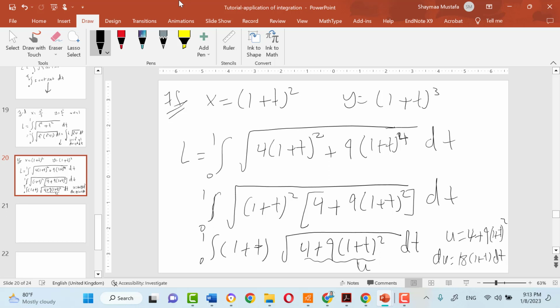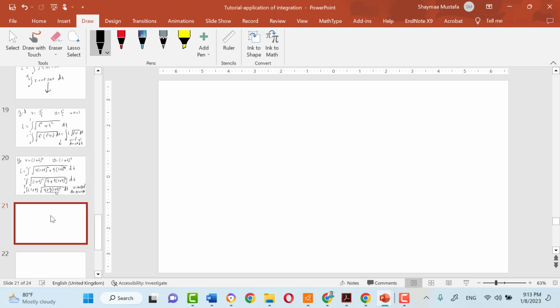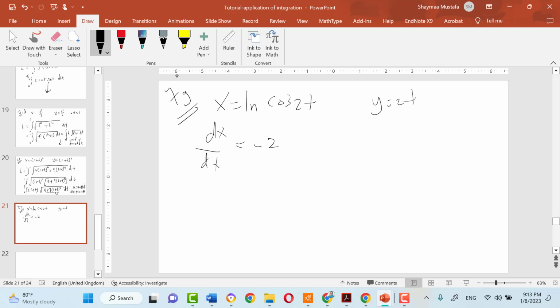7G. Okay, 7G, I will give you the integration also. In 7G, you have x is natural logarithm cosine 2t, y equal to 2t. Calculate the derivative and so on. The derivative dx over dt here will be equal to minus 2 tan 2t, and here dy over dt will be equal to 2.